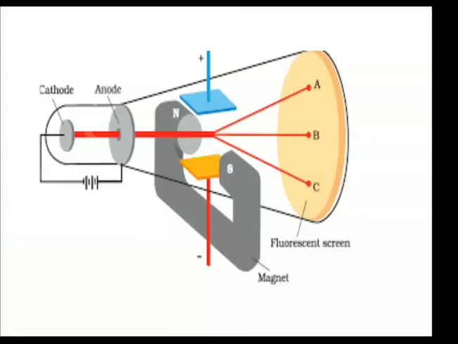From the magnitude of the two fields, the charge to mass ratio for the electron was calculated and it came out to be 1.76 × 10^8 coulombs per gram, or 1.76 × 10^11 coulombs per kilogram.